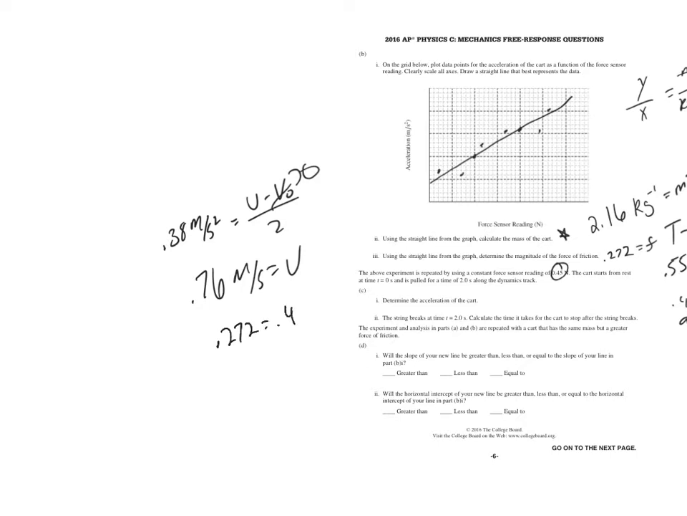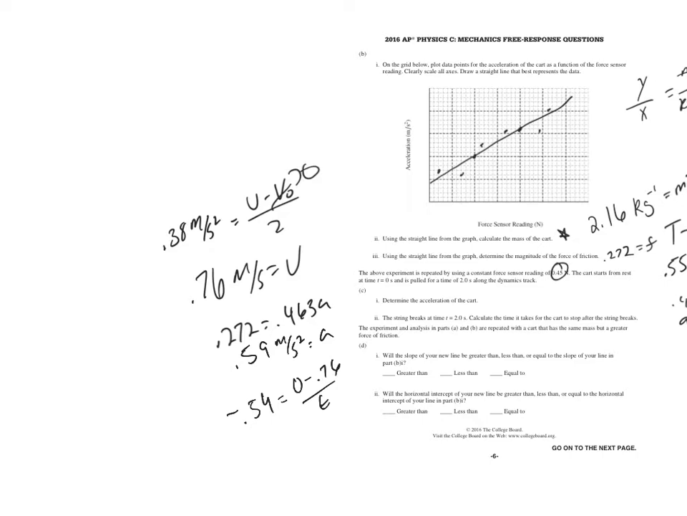Now the only force acting on it is that 0.272. That's equal to 0.463A. So it got an acceleration of 0.59 meters per second squared. And then you're just going to repeat this. So negative 0.59 equals 0 minus 0.76 over t. Solve for t.